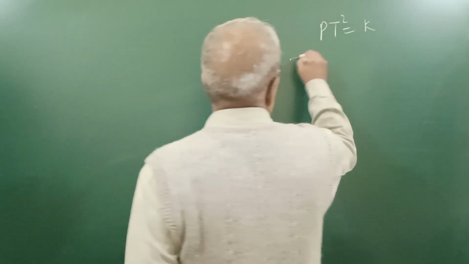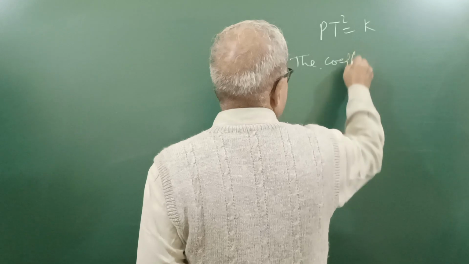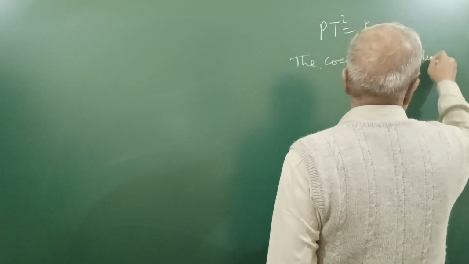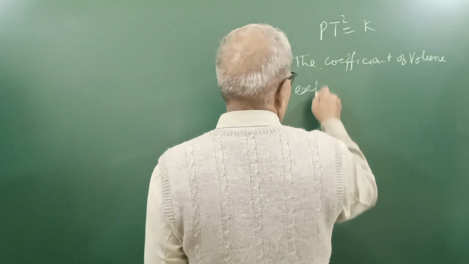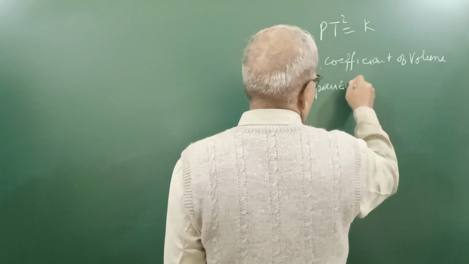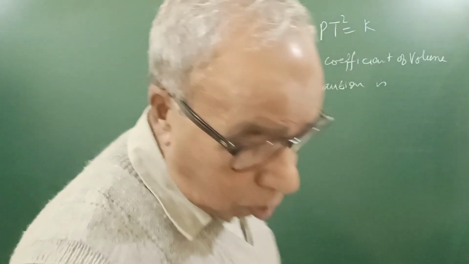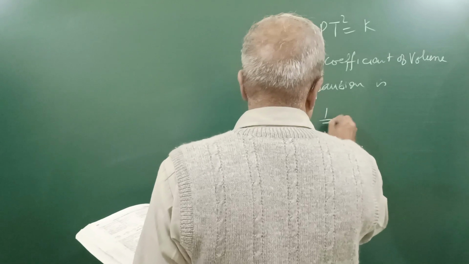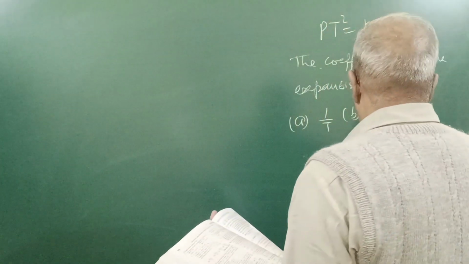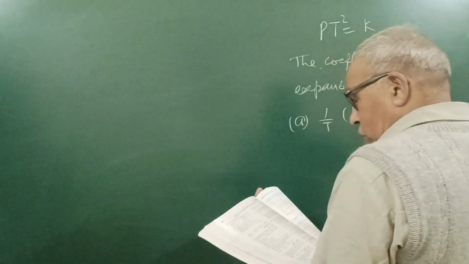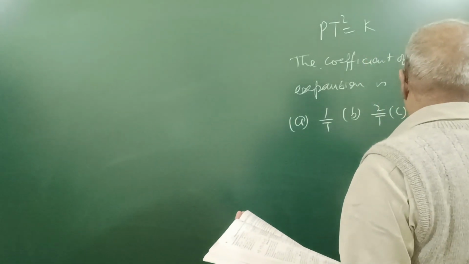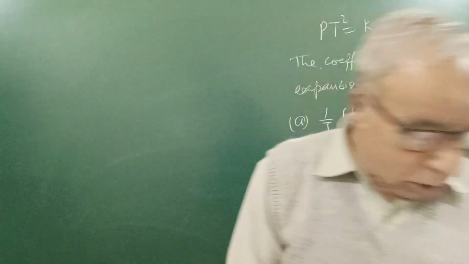The coefficient of volume expansion is? The options are: A, 1 upon T; B, 2 upon T; C, 3 upon T; and D, 4 upon T. So these are the options.